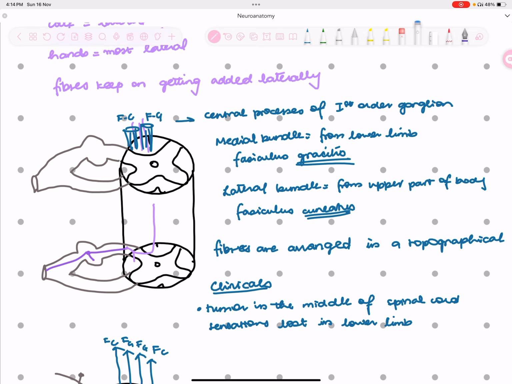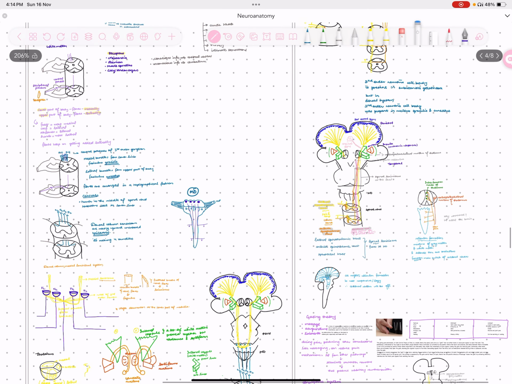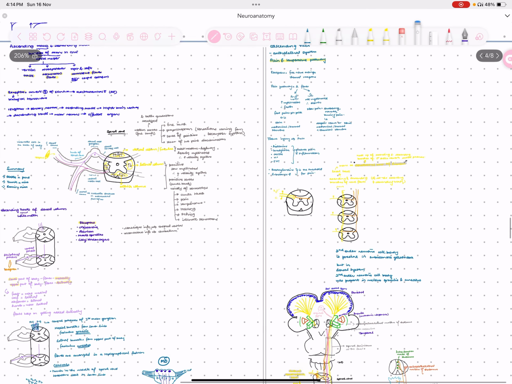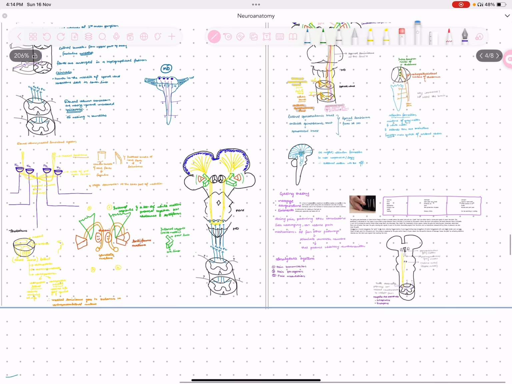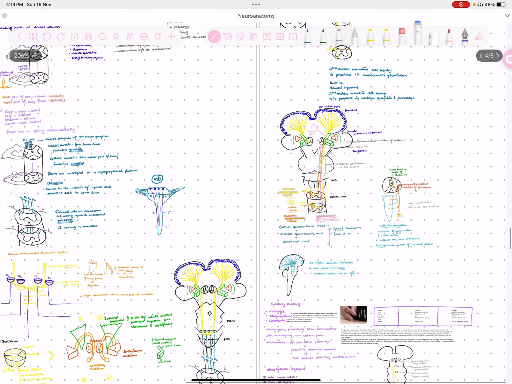So you have fasciculus gracilis and fasciculus cuneatus. Basically, as you go upwards, all the fibers that are being added medially are going to form a bundle called fasciculus gracilis, and the ones that are being added laterally are going to form a bundle called fasciculus cuneatus. Now you may be confused, what's a fasciculus? There's one more word, but I cannot see if I've written that down. Anyways, as it comes, I'll explain to you. So fasciculus, it's just a bundle for now, right?